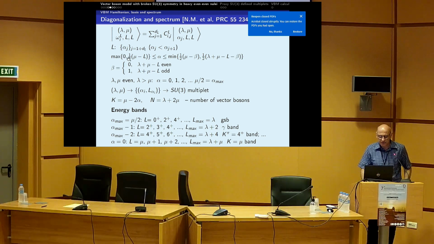Then there is some rule according to which one can determine the quantum number lambda of multiplicity for a given L. And what is important here is that having quantum numbers lambda and mu and alpha, one can obtain a quantum number which is analogical to the third projection of the collective angular momentum on the rotation axis, and this is the number of vector bosons.